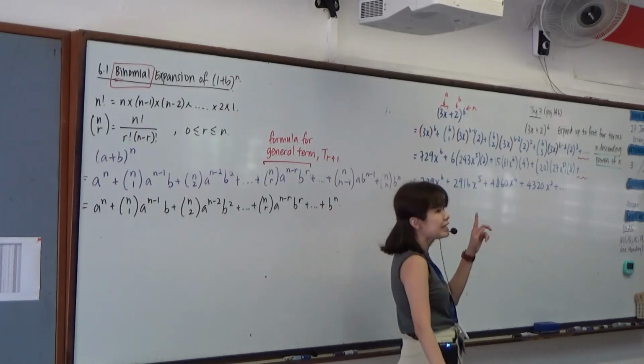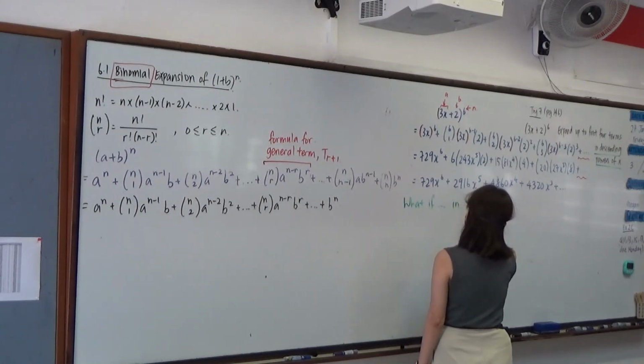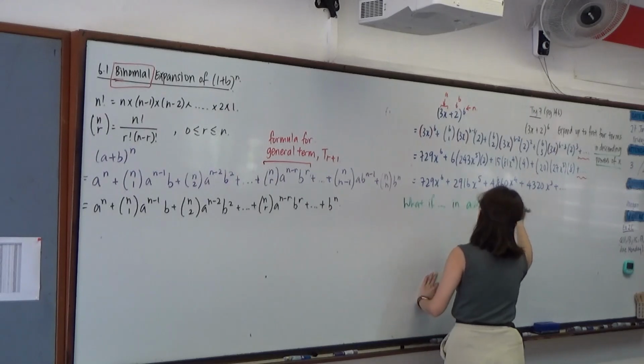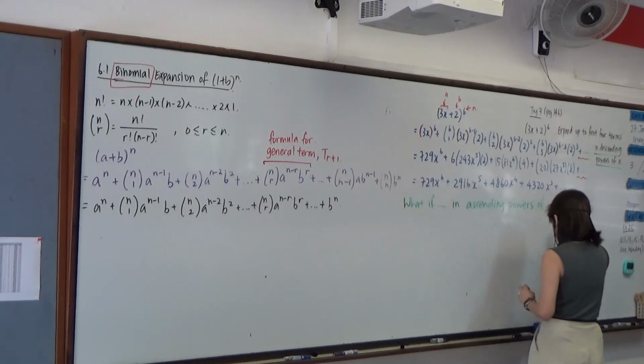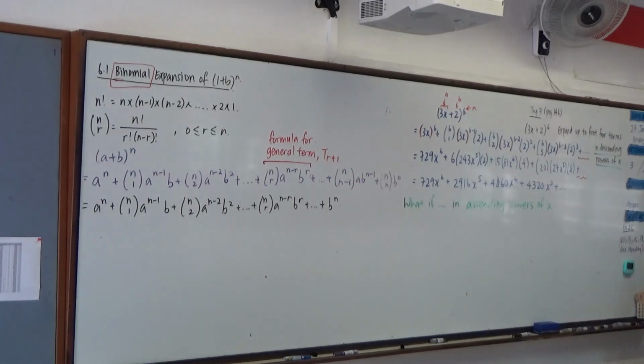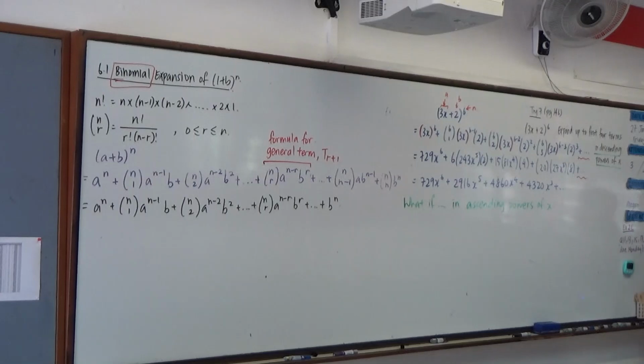So just to extend this question a little bit, what if the question says find the first 4 terms in ascending powers of x? What if we now have to expand this for the first 4 terms but in ascending powers of x? Then how? What do we need to do? It doesn't quite make sense if I need you to expand everything and then after that reorder the terms. Too tedious already.